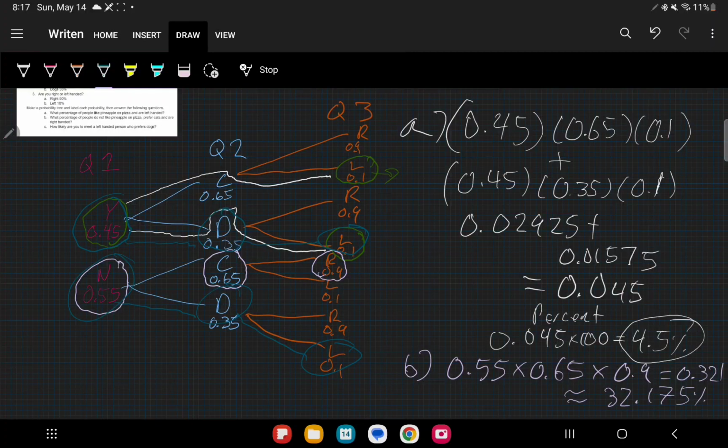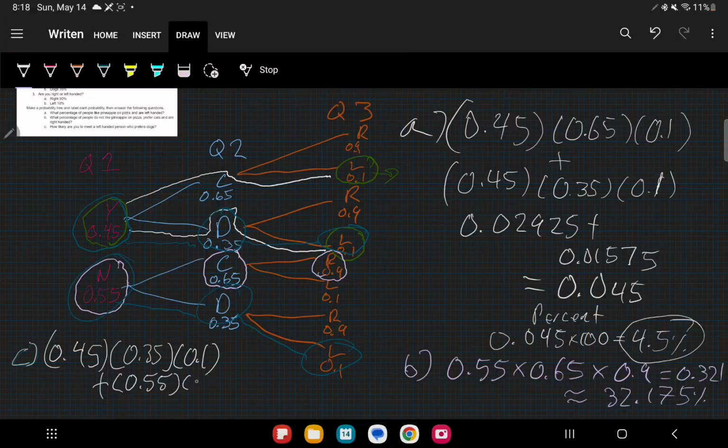Okay, so C. Change the color now because you can't see it. C. We go 0.45 times, we're only looking at dogs, 0.35 times 0.1 plus 0.55 times 0.35 times 0.1. Okay.